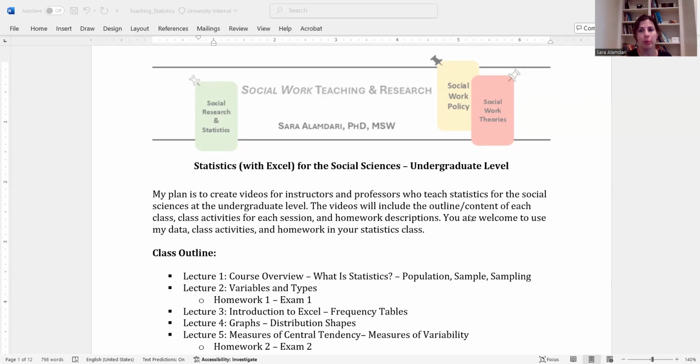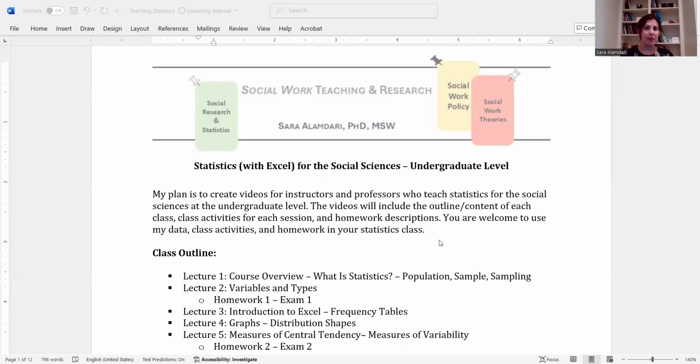In the class I'm teaching, I'm using Excel as the software. The reason for this is many students in my classes are not very familiar with Excel. So I thought it's more helpful to use Excel to teach statistics instead of other software like SPSS or R. Other software is also very helpful, but when students need to learn more about Excel, I think it's better to go with Excel rather than other software.